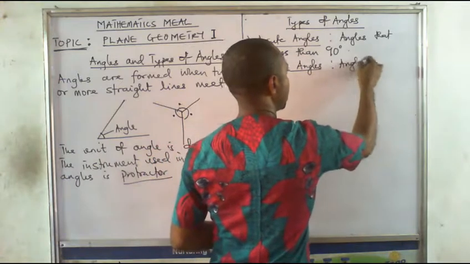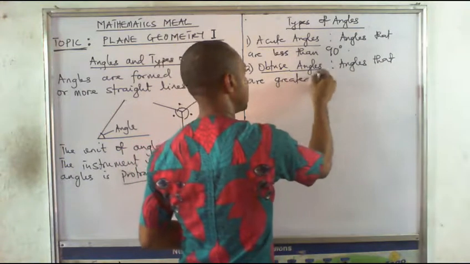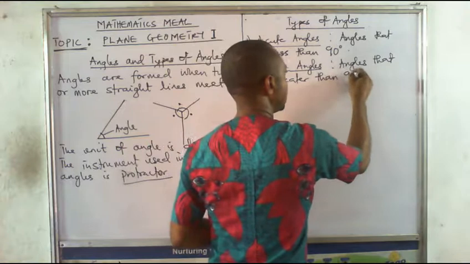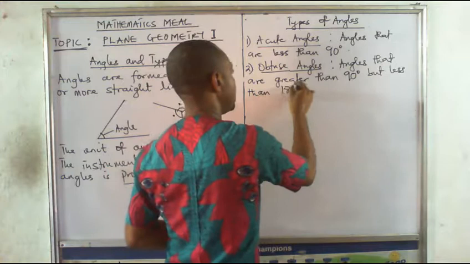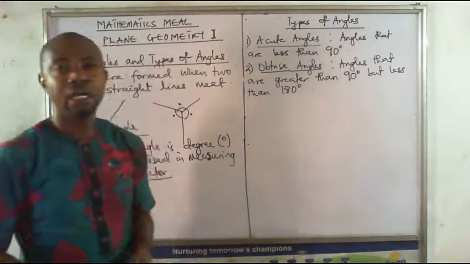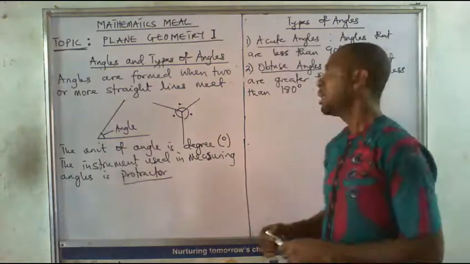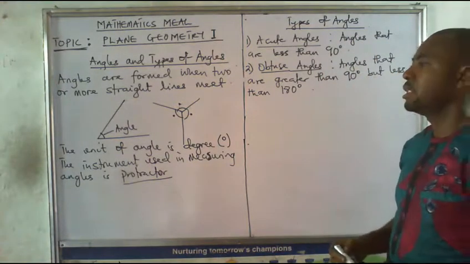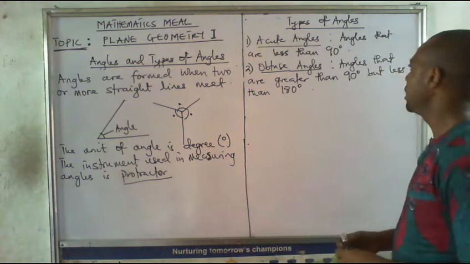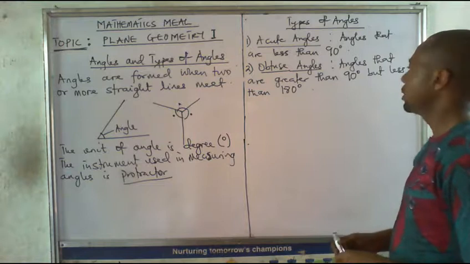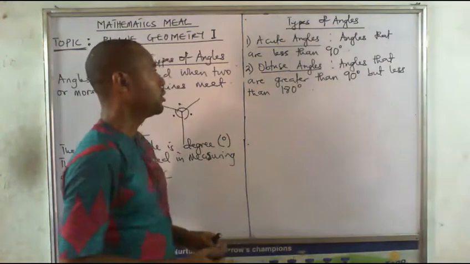They are angles that are greater than 90 degrees, but less than 180 degrees. So angles that are greater than 90 degrees but are less than 180 degrees, they are referred to as what? Obtuse what? Obtuse angle.